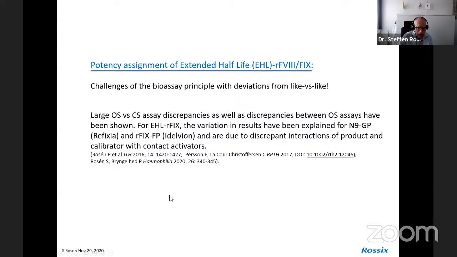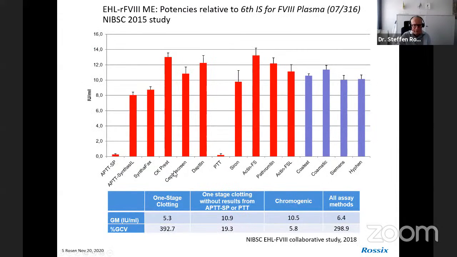I just show one example on the extended half-life recombinant factor 8. This is a slide very kindly provided by Dr. Elaine Gray. She arranged, in a clever way, as usual, a big multi-center study on the extended half-life factor 8 using several one-stage methods and several chromogenic kits for analysis.